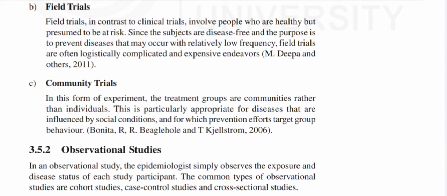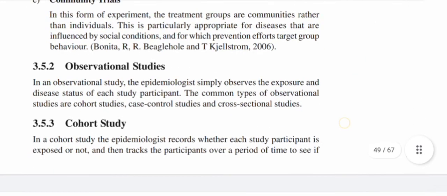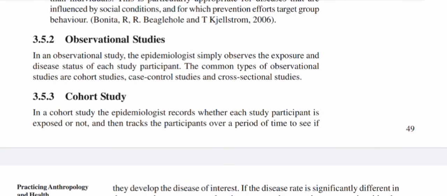Bonita, R., Beaglehole, R., and Kjellström, T., 2006. Observational studies. In an observational study, the epidemiologist simply observes the exposure and disease status of each study participant. The common types of observational studies are cohort studies, case control studies, and cross-sectional studies.